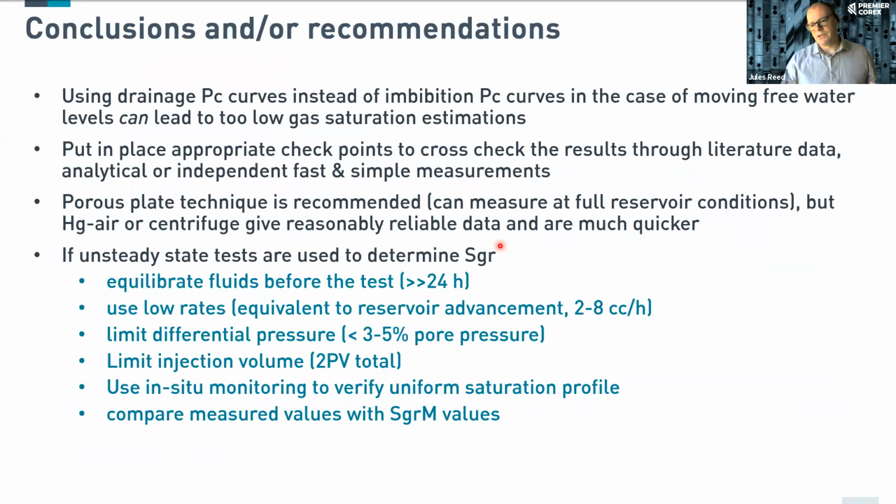So in conclusion, use drainage capillary pressures to derive your imbibition curves. Ensure that you understand what your residual gas is. Put appropriate checks and cross checks in place so that you can get more accurate results. Use cheap and fast measurements, because you can do many measurements and get a good probability curve of all the different data.